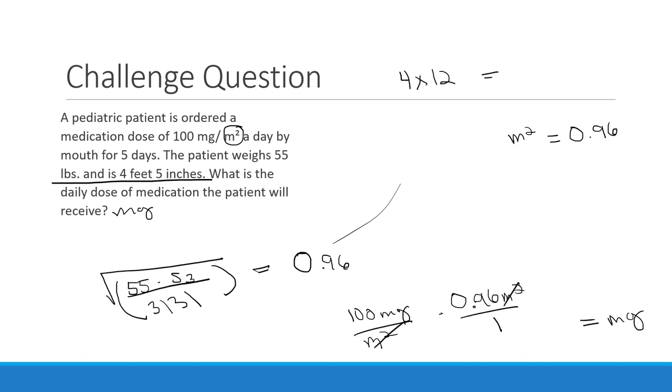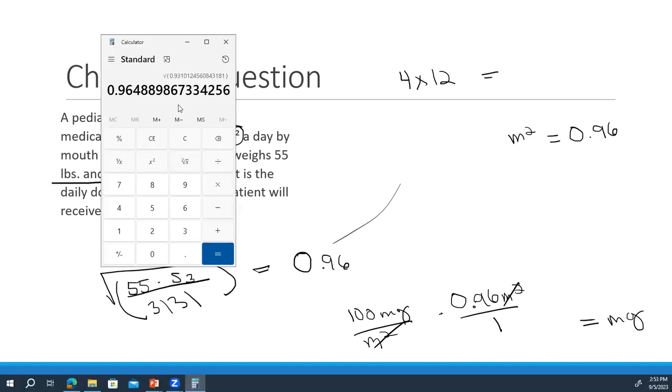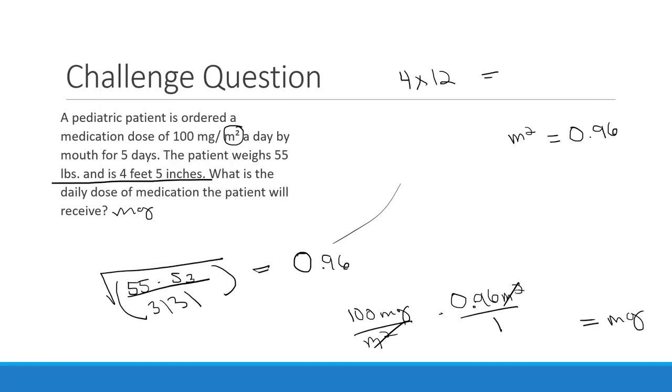So now it's just 100 times 0.96. Now what I personally do is I leave this whole number in here when I'm trying to find it, just because I don't want to mess up my pediatric dosing. So it's going to be times 100. And that gives me 96.4889, all that jazz. So then your answer is going to be 96. So the amount of milligrams I'm giving every day equals 96. So we are giving 96 milligrams.